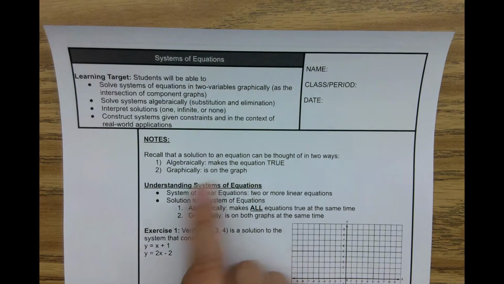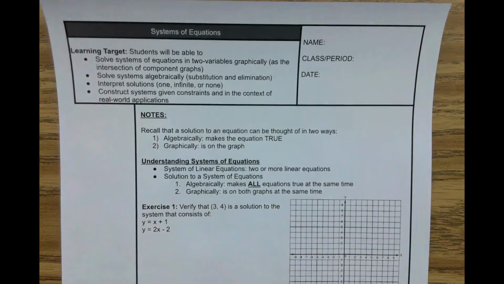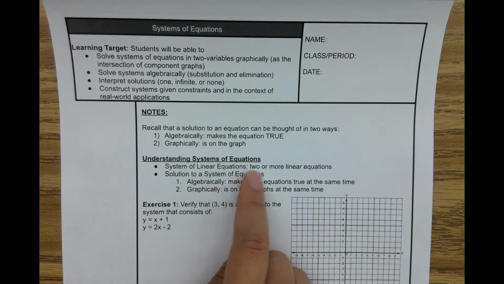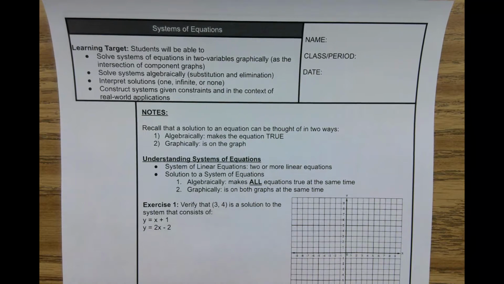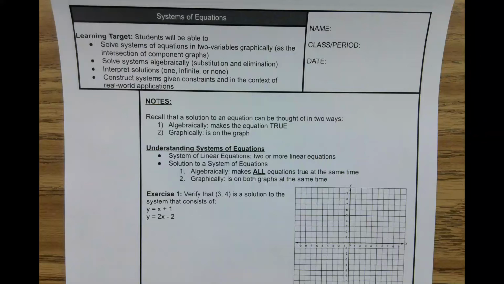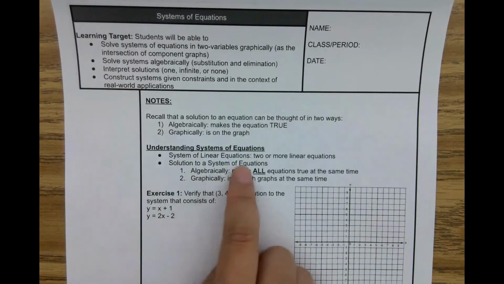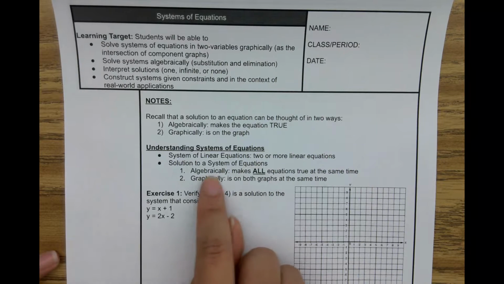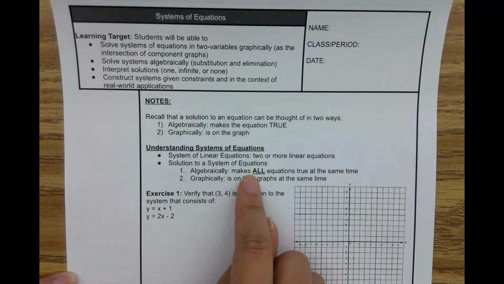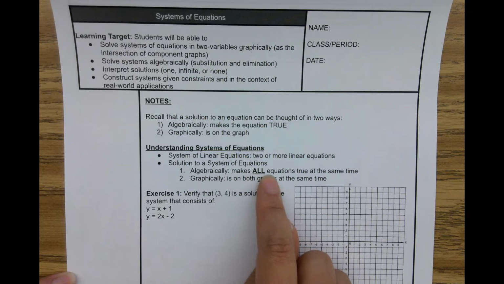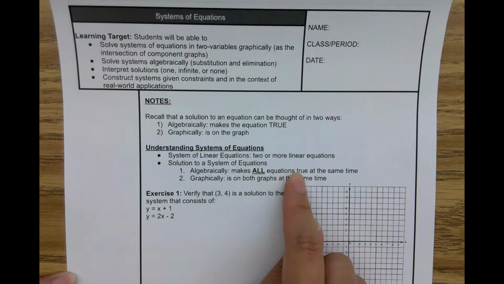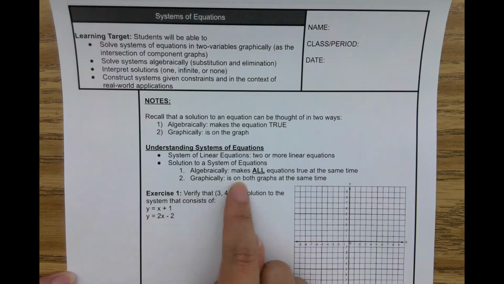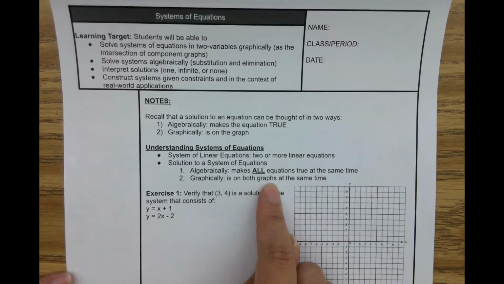Okay? So understanding systems of equations, first of all, a system of linear equations is when you have two or more linear equations. Okay? So a system is when you have two or more of them. The solution to a system of equations can be thought of also in two ways. Algebraically, when you plug that point in, it makes all of the equations true at the same time. Okay? And you can think about it graphically, where it is on both graphs at the same time.